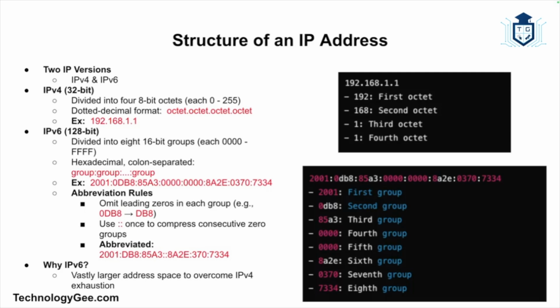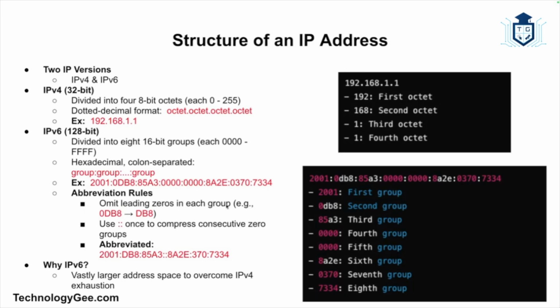And then we have IP version 6, and this was developed to address the limitations of IP version 4, particularly the exhaustion of available IP version 4 addresses. An IP version 6 address is a 128-bit number represented in hexadecimal format as 8 groups of 4 hexadecimal digits separated by colons. So for example, an IP version 6 address might look like this long number on your screen right here. Now, to simplify notation, IP version 6 addresses can be abbreviated by omitting leading zeros and using double colons to represent consecutive groups of zeros.